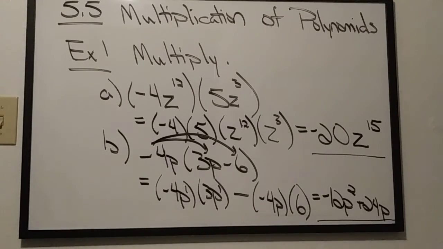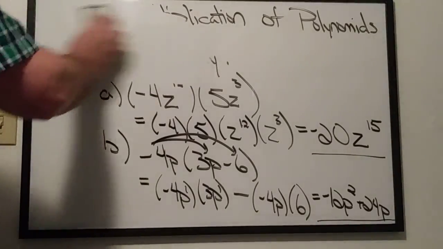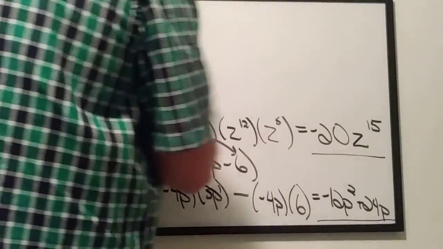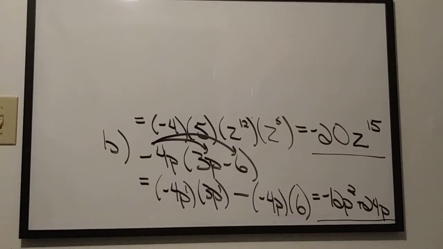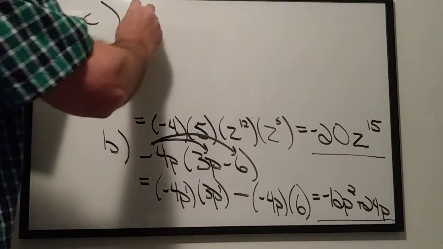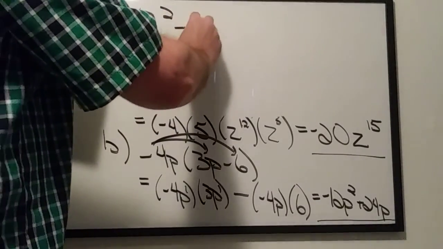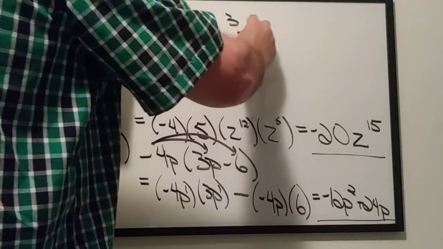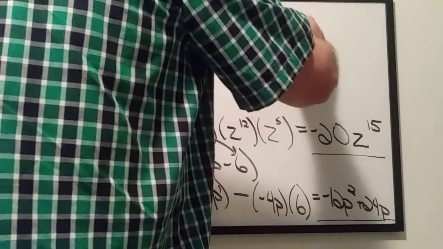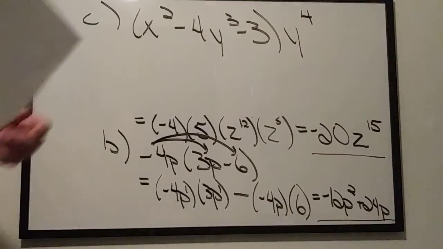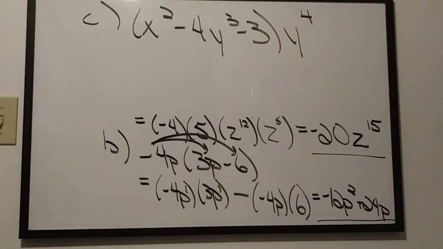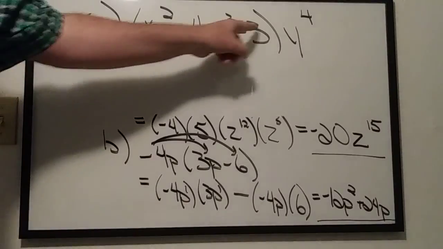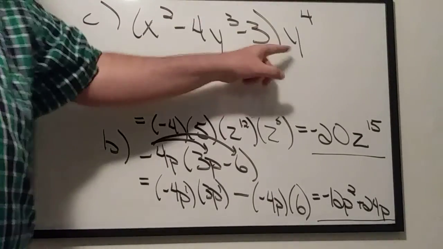So let's go ahead and do some erasing up here, and I'll put part C at the top of my board. So for part C, let's go ahead and do the following. We have the quantity x squared minus 4y to the third minus 3 times y to the fourth. Now, as you look at this problem then, once again, let's start with a reminder of terminology. The first polynomial is a trinomial. It has 3 terms. And the second polynomial is a monomial.